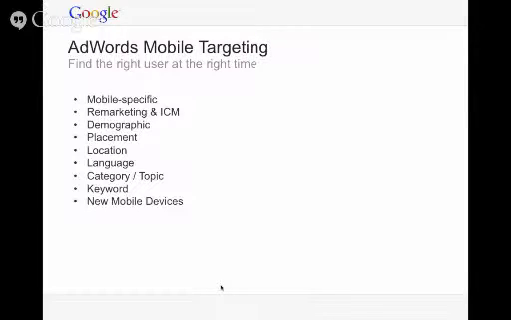Demographic, where you can actually target by gender or age. Placement, where you can target by managed placements, so you only want your ads to run on a specific area of the site or only on specific sites. You can target by location, which includes country, state, or DMA. Language, you can target by over 41 different languages.